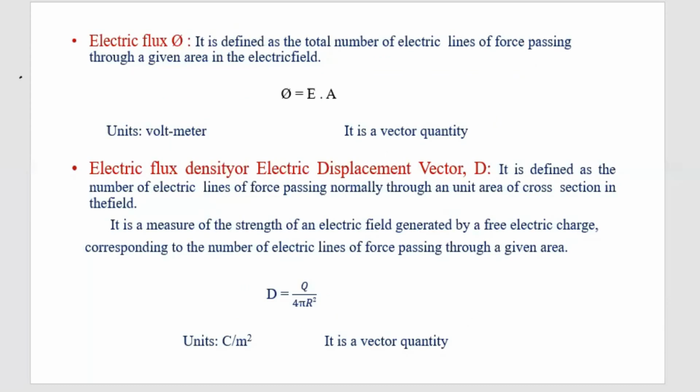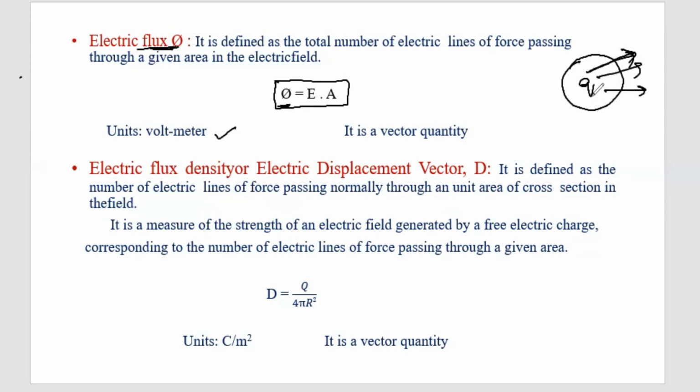Next definition, electric flux. Flux means the field lines. So the field lines passing in that electric field in that area. So the flux is represented with symbol phi, and phi is equal to E into A, where E is the electric field intensity and A is the area. Units of this flux is volt meter, and it is also a vector quantity because electric flux means it is the field lines. So if we place a charge here, the field lines will be moving from the positive charge to the negative charge.